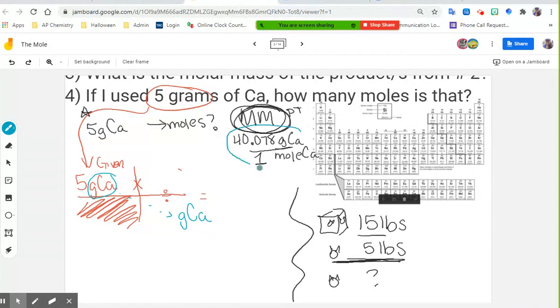We know that this is a thing, right? So if you think about the definition of molar mass, it is grams per 1 mole. All right, so look at these numbers.